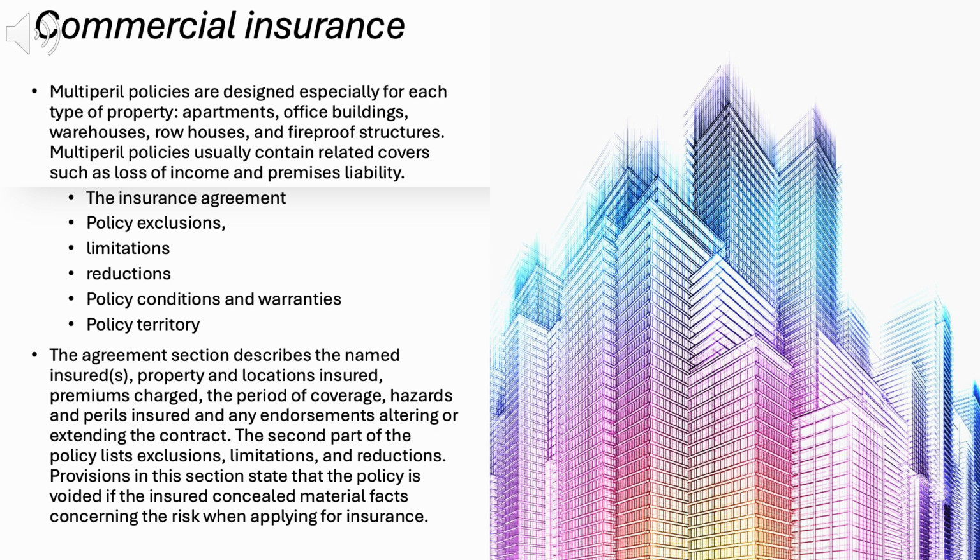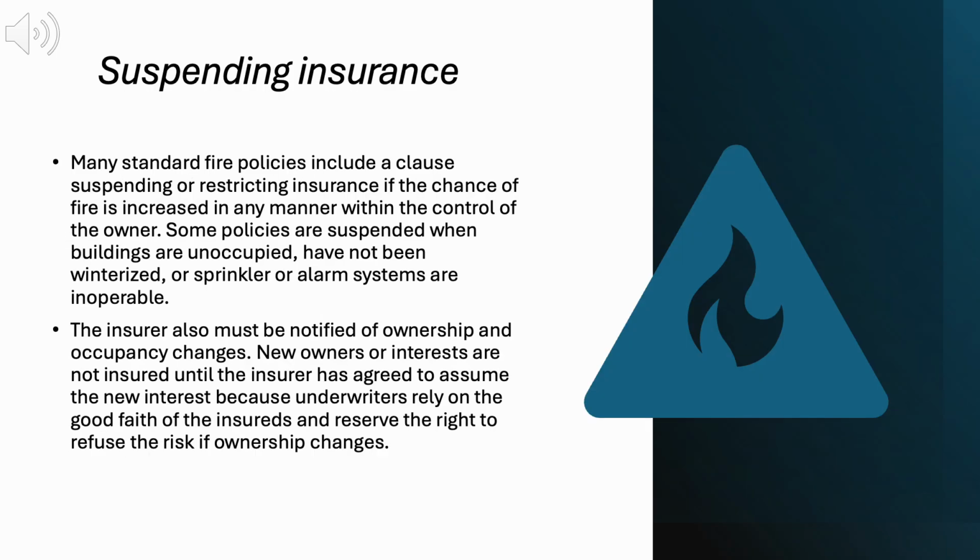The second part of the policy lists exclusions, limitations, and reductions. Provisions in this section state that the policy is voided if the insured concealed material facts concerning the risk when applying for insurance. Suspending insurance. Many standard fire policies include a clause suspending or restricting insurance if the chance of fire is increased in any manner within the control of the owner. Some policies are suspended when buildings are unoccupied, have not been winterized, or sprinkler or alarm systems are inoperable.